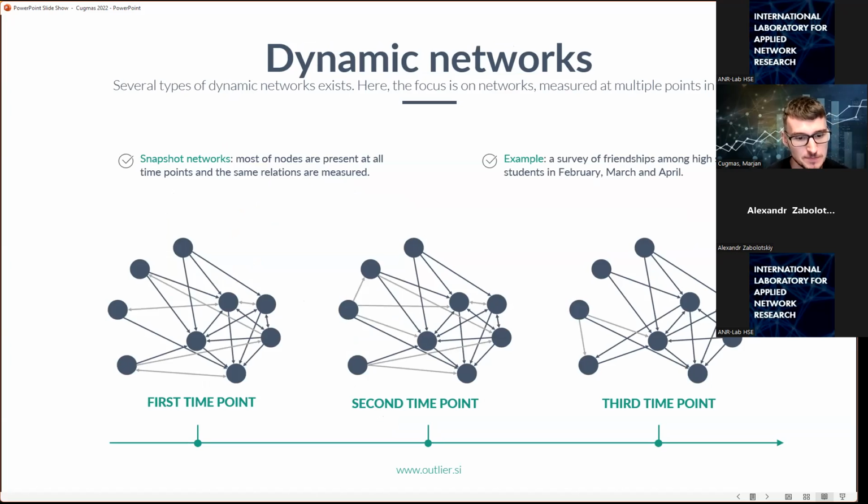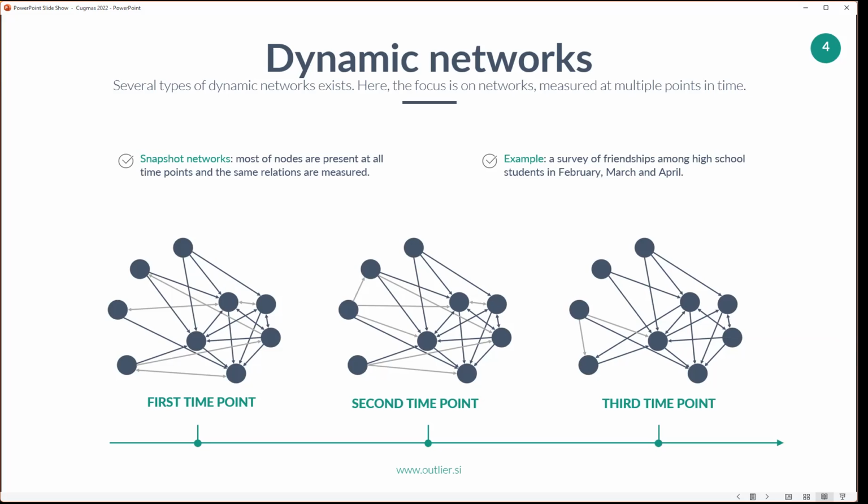So in social sciences, we are often interested in studying social phenomena in time. When this is the case, we often want to analyze so-called dynamic networks, the networks that are observed at several points in time. In this presentation, I will talk about so-called snapshot networks, because several types of dynamic networks exist. When we have snapshot networks, most of the nodes are present at all time points, and the same relations are measured. One example would be a survey of friendships among high school students taken in February, March, and April. Here is an example.